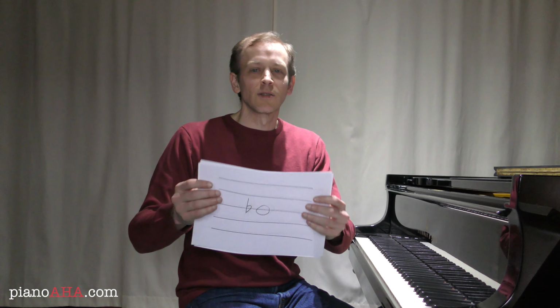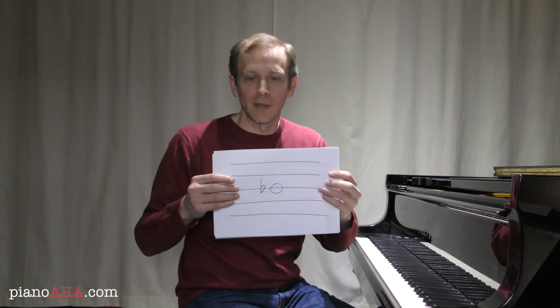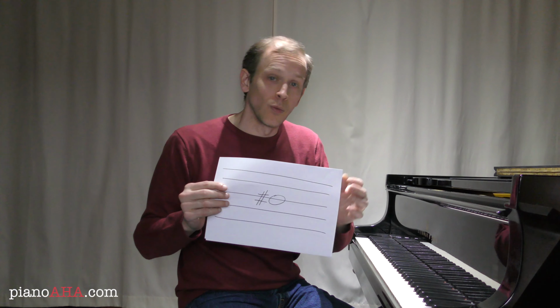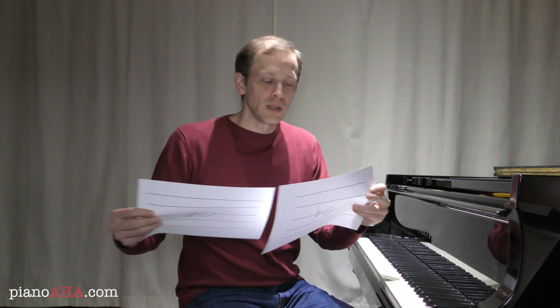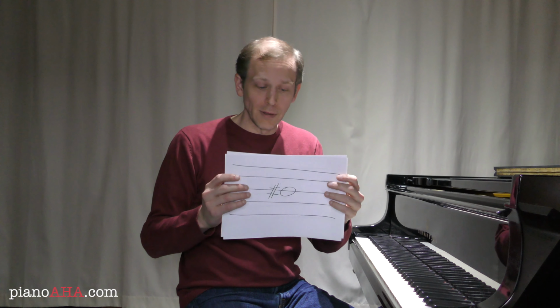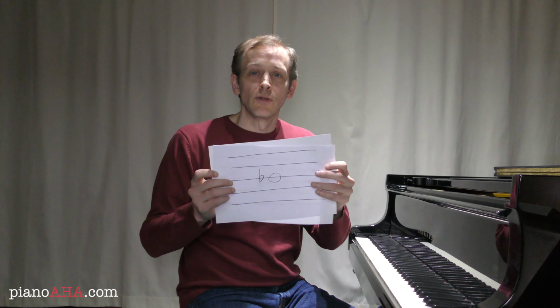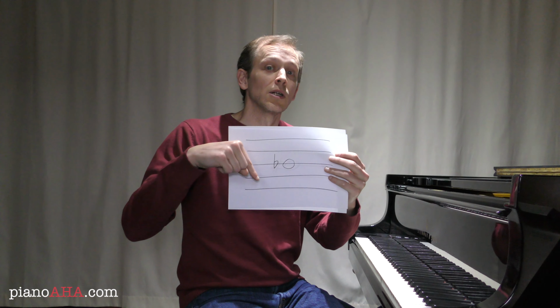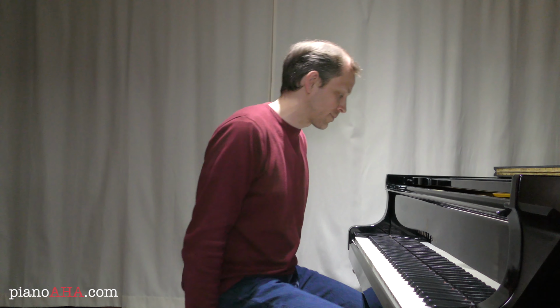So you've probably seen something like this, a note with a flat in front of it, or a note with a sharp in front of it. And we want to talk about what to do about that when you're playing the piano. If you see a note with a sharp in front of it, that means you just play one note higher on the piano, or one key higher. And if you see a flat, you just play one key lower. At the piano, that looks like this.